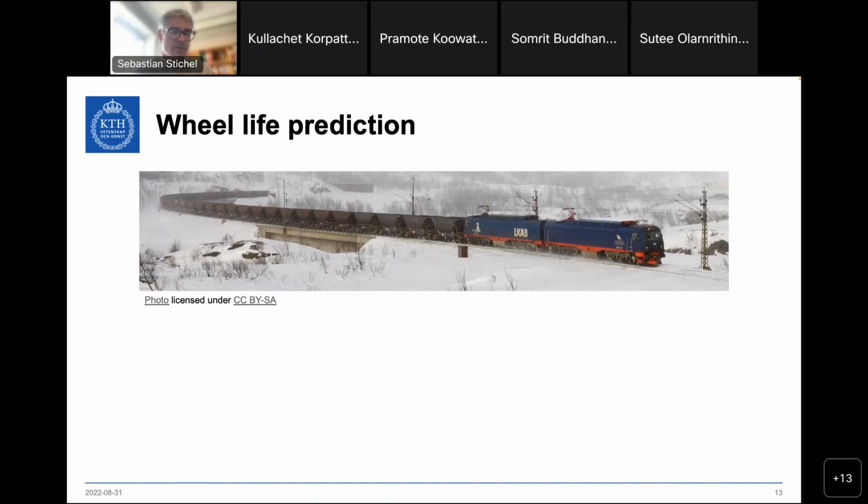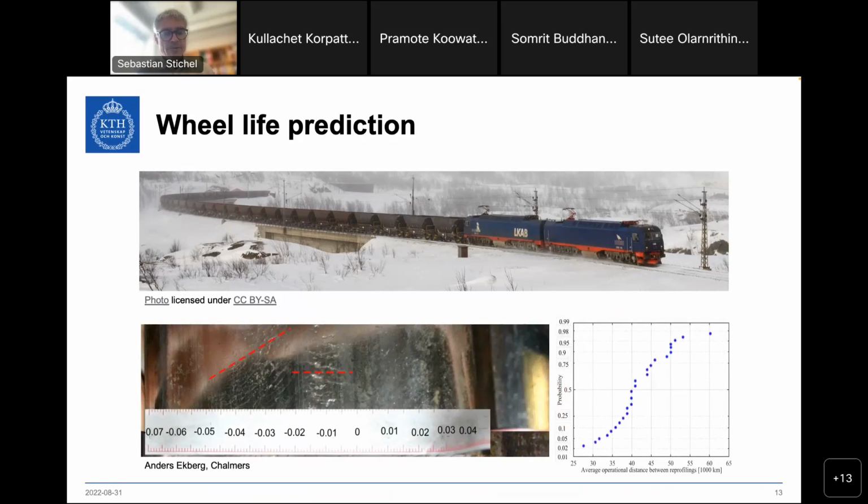As you can see there, in the winter it's extremely cold, down to minus 40 degrees. And there are also quite steep downgrades from the mines in Kiruna down to the harbor in Narvik, where the ore then is shipped all over the world, and also quite narrow curve radii on that line. So very demanding traffic. And you can see the development of wear and the cracks on the wheels is closely monitored in the workshop.